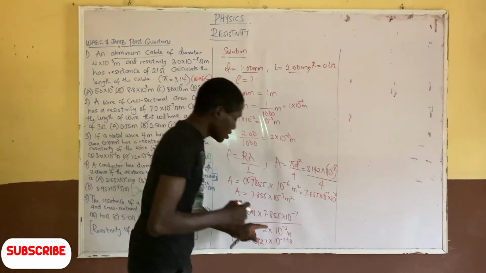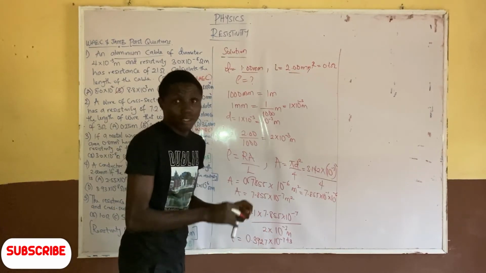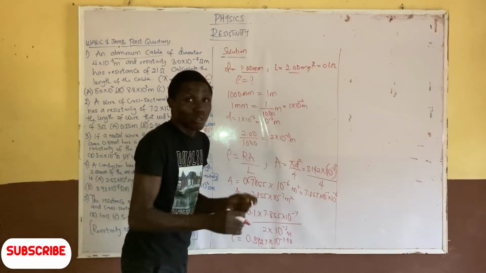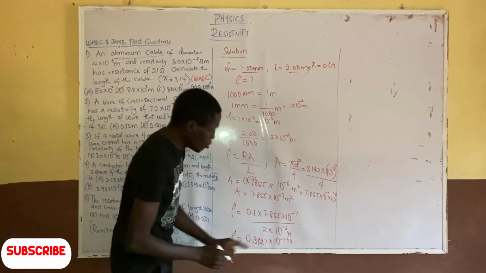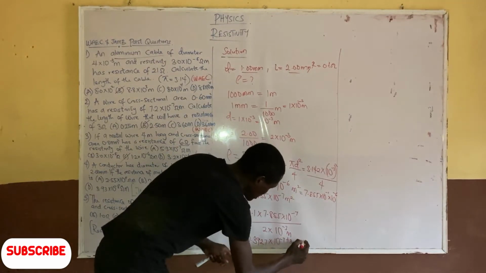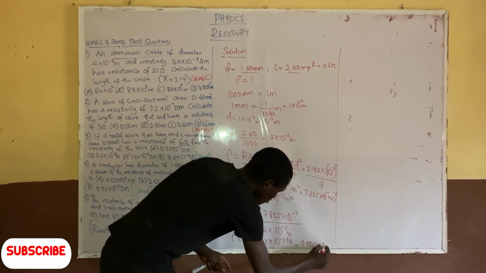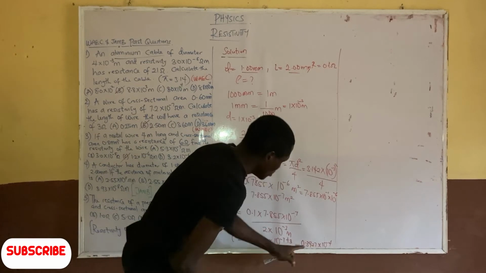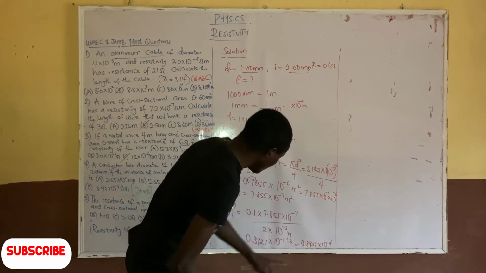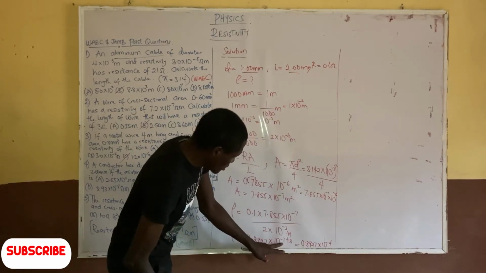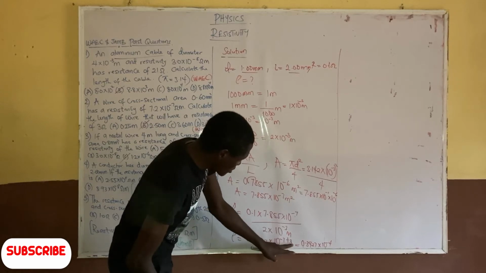So that's why I'm teaching you the mathematical aspect of it, so that you can do it in JAMB as fast as possible. So we have 0.3927 times 10 raised to the power minus 4. Minus 4, because minus 3 plus 3 minus 7 plus 3 will give minus 4.